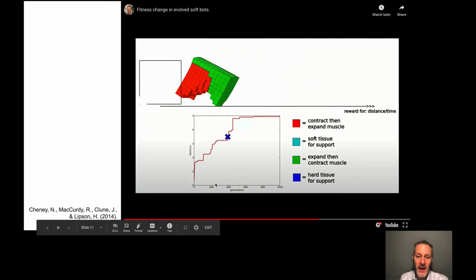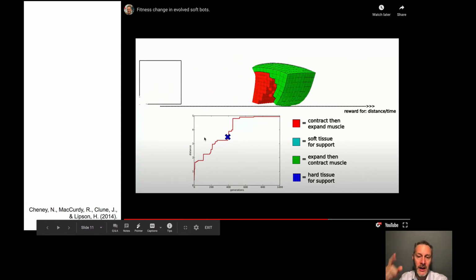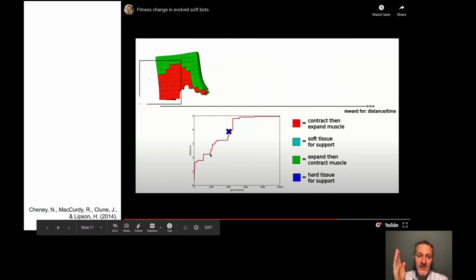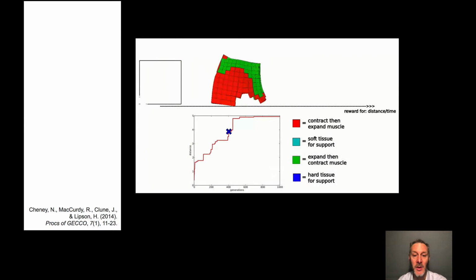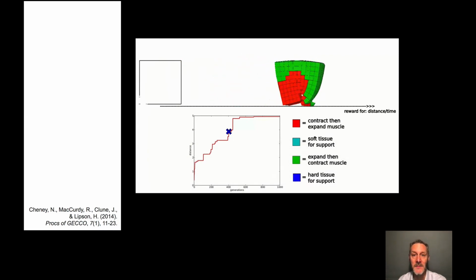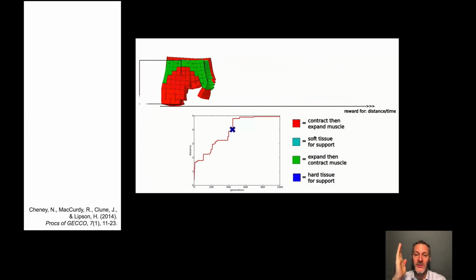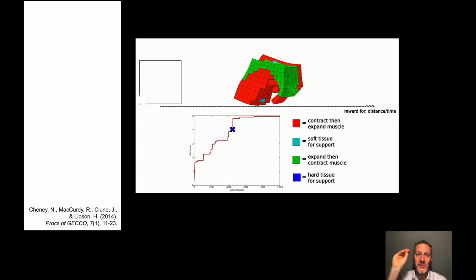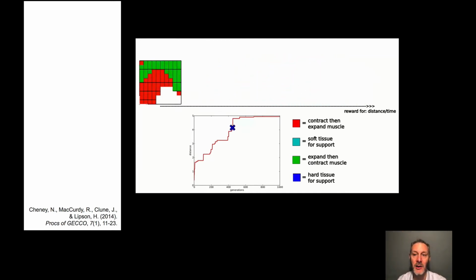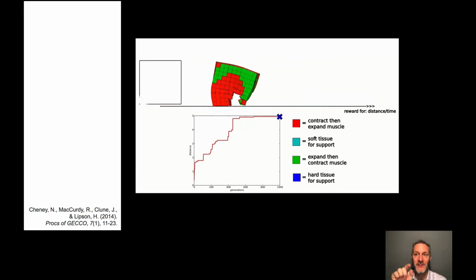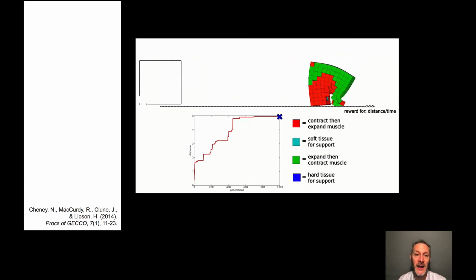You'll notice I'm showing you here snapshots of the best or most fit robot in the population at any given time. So at any point in time here, you're seeing one individual that is extracted from a population of robots, all of which have different 3D shapes and different material properties.